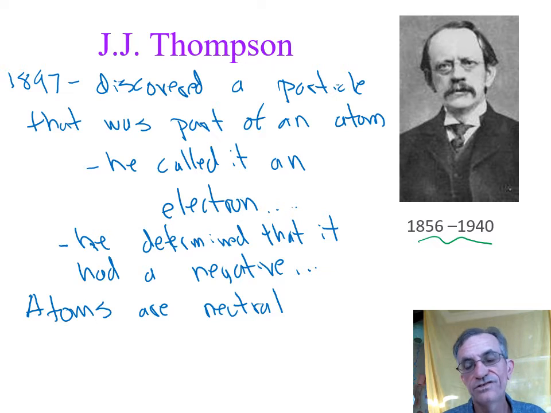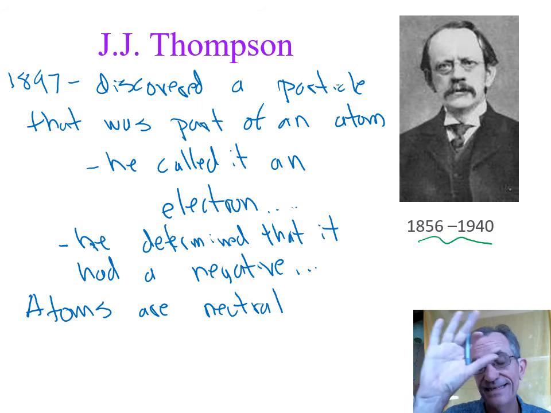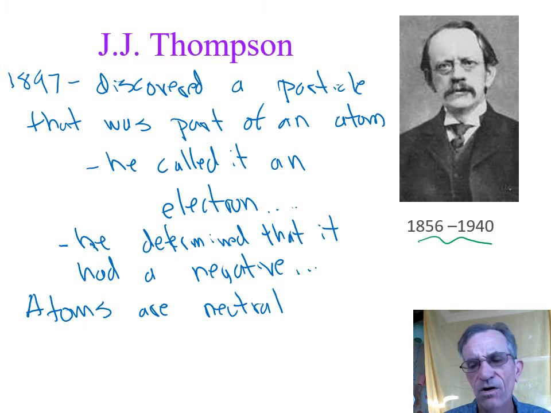All right. So what does that tell us? If there's a negative piece, and he just figured out the negative piece, and all put together the atom is neutral, what that also means is that there has to be what? There has to be a positive piece, because that's how you get to be neutral. The way that you get to be neutral is you have a positive piece and a negative piece together.